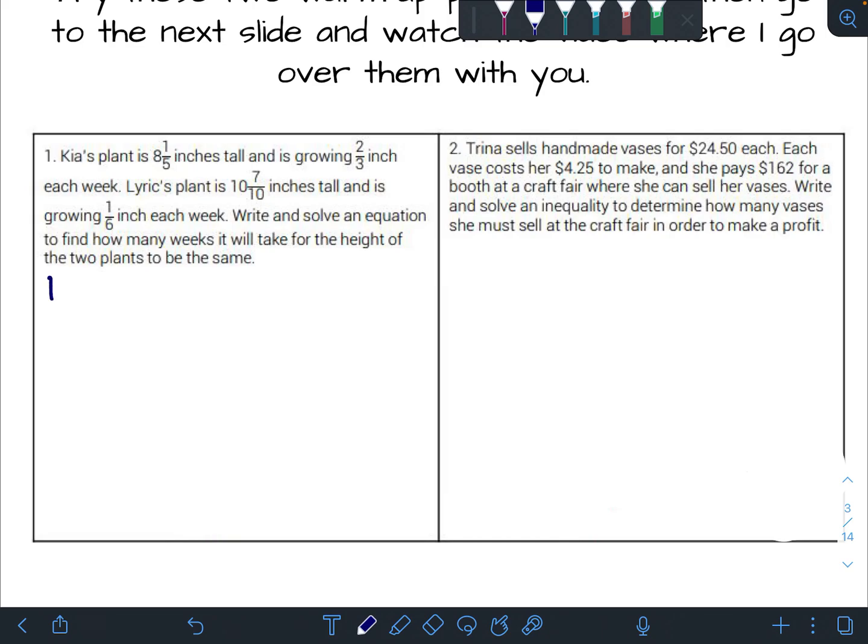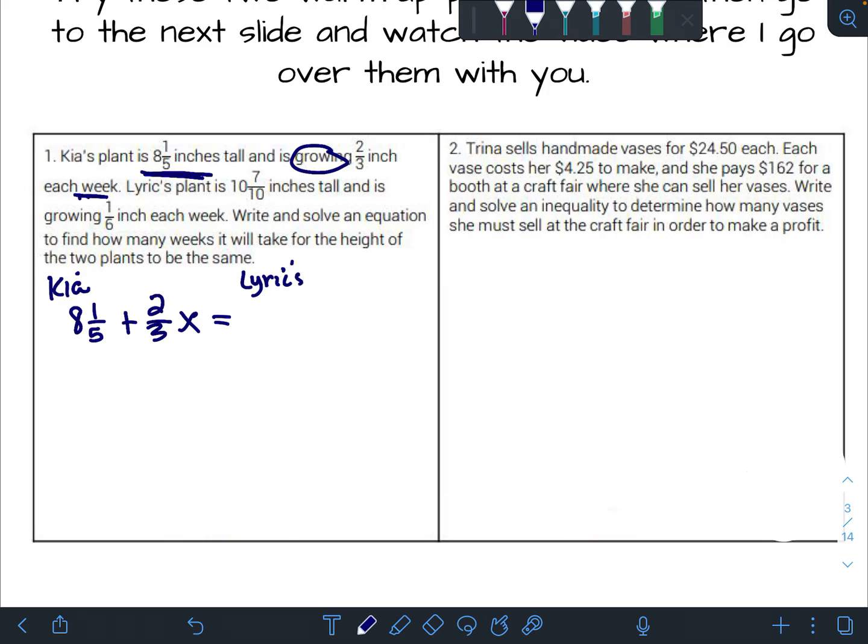So Kia's plant is 8 1/5 inches tall. I know that's the starting point, so that's going to be my constant. That's not a rate at all, so there will be no x associated with that. And is growing, so I know that's a plus because it's getting taller. It's 2/3 inch each week, so I know that's a rate, so I'm going to have an x associated with that.